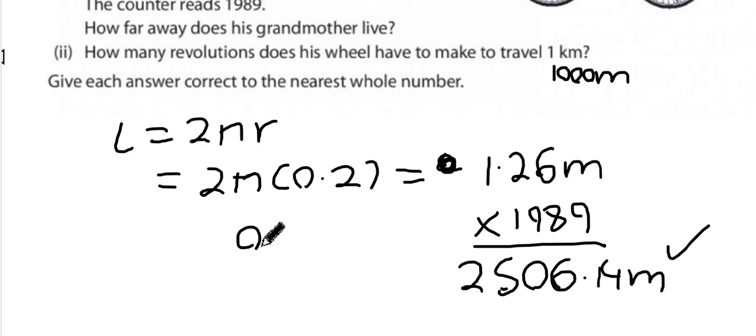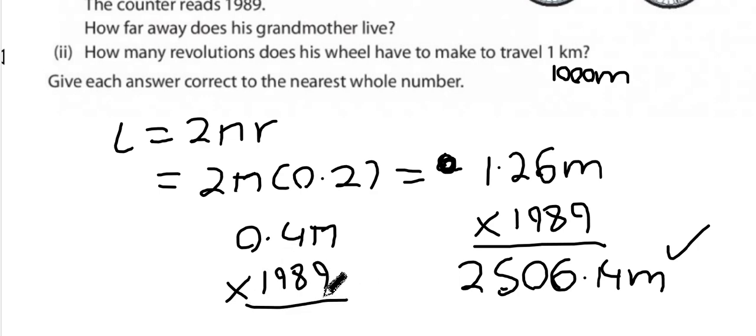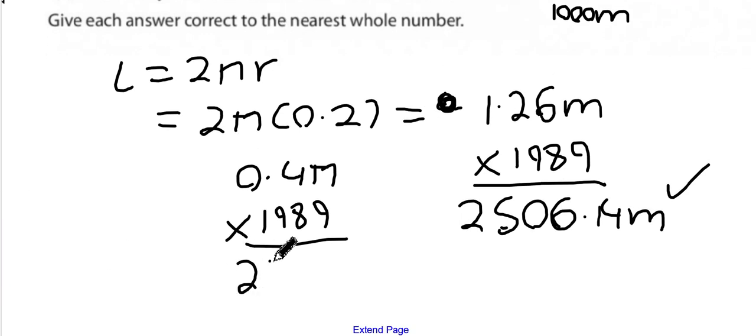Did anybody use 0.4 pi? Can you try that now for me? 0.4 pi multiplied by 1989 and give it to me again. 2,400 and on the money. 0.44. Okay.